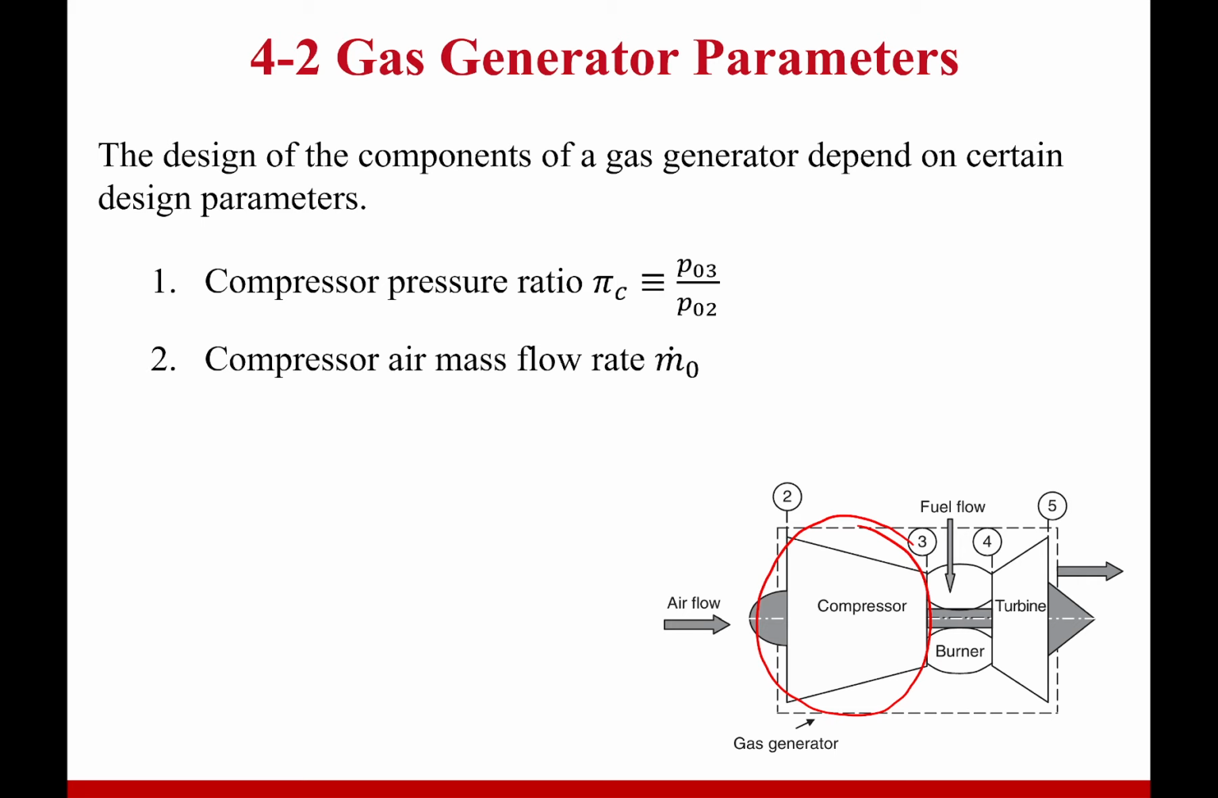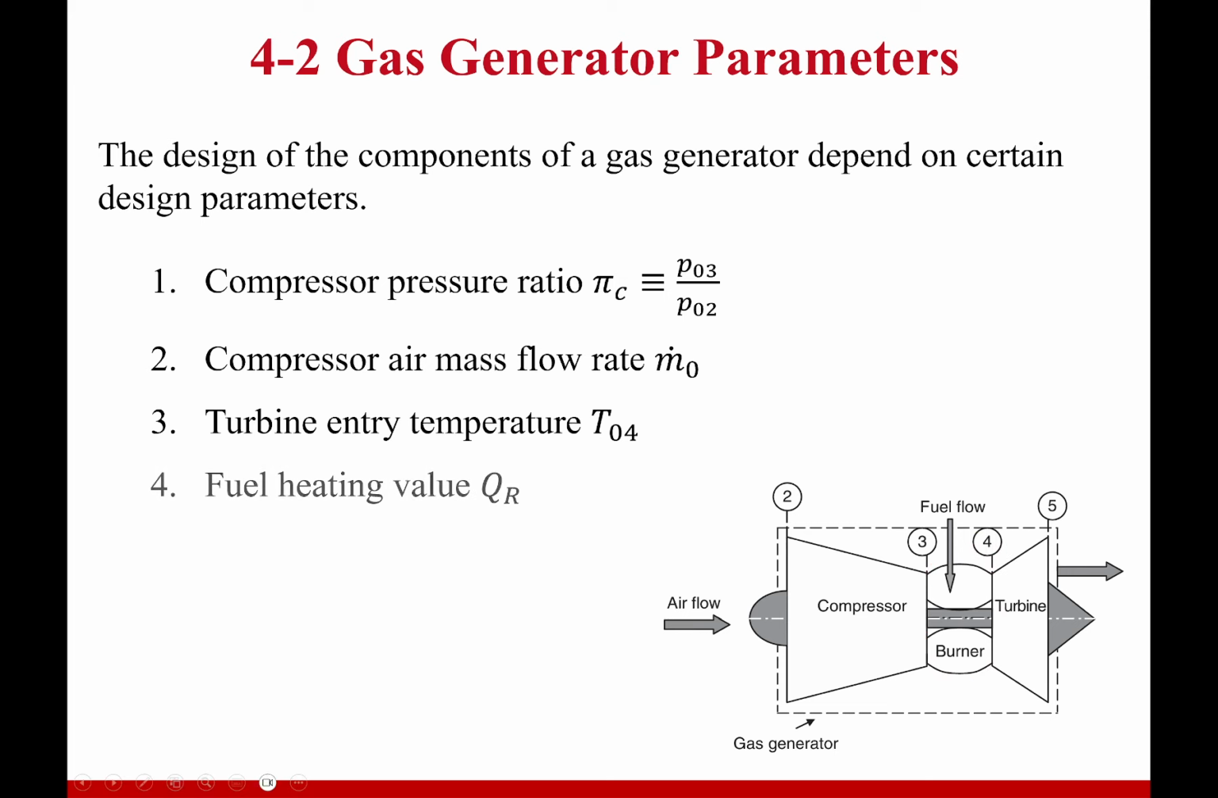Then my air mass flow. If I've got a bigger plane, I'm going to have more mass flow. We'll hit on each of these as we go further forward. The turbine entry temperature. I can't just heat things up forever, after all. Eventually I'm going to melt my turbine blades. That would not be good. And our fuel heating value. The better the heating value, the less fuel I need.